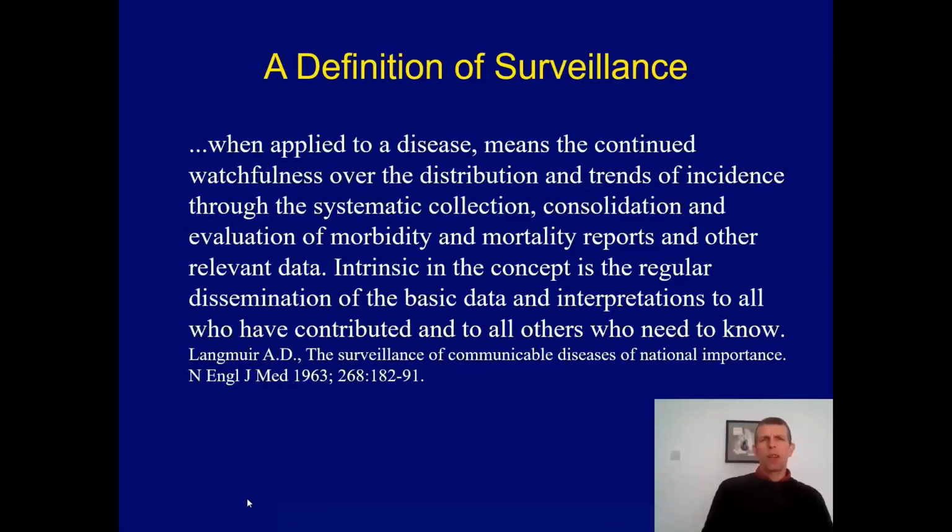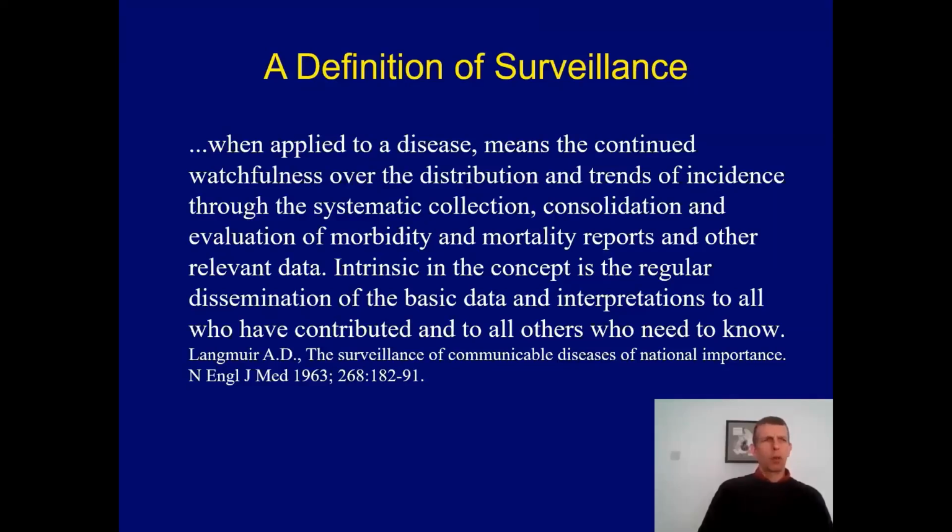Let's start with a definition of health surveillance. The most common one used by the BOSU is from Langmuir, from the New England Journal of Medicine in 1963, which defines surveillance as, when applied to a disease, it means the continued watchfulness over the distribution and trends of incidence through the systematic collection, consolidation and evaluation of morbidity and mortality reports and other relevant data. Intrinsic in the concept is the regular dissemination of the basic data and interpretations to all who have contributed and to all others who need to know.